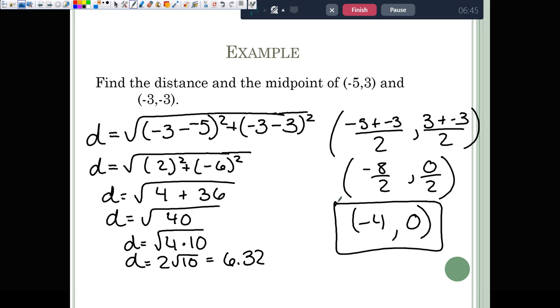So that's finding distance and midpoint when you have 2 points. Sometimes you do not have both points. You have the midpoint and a point, and you need to find the other point. So we're going to use our midpoint formula to find the point.